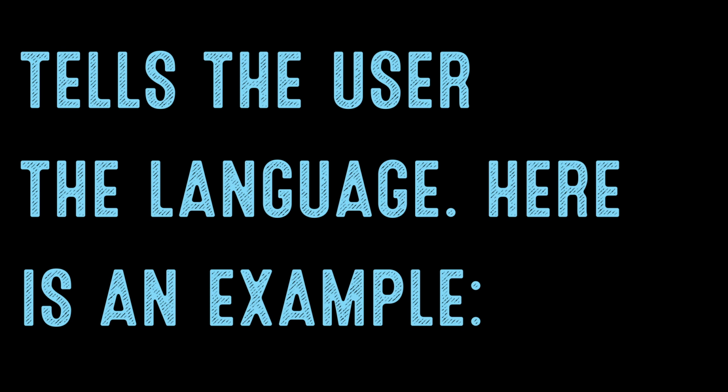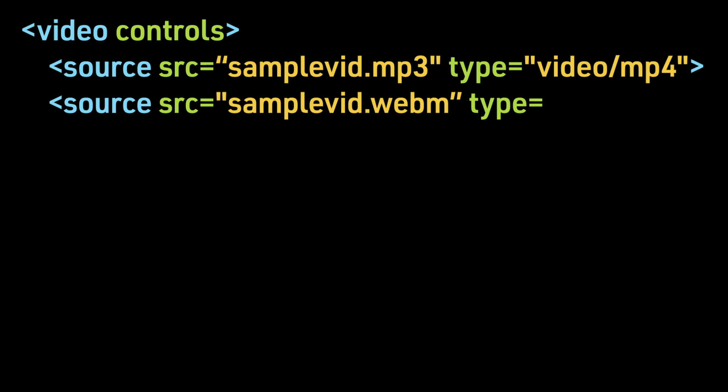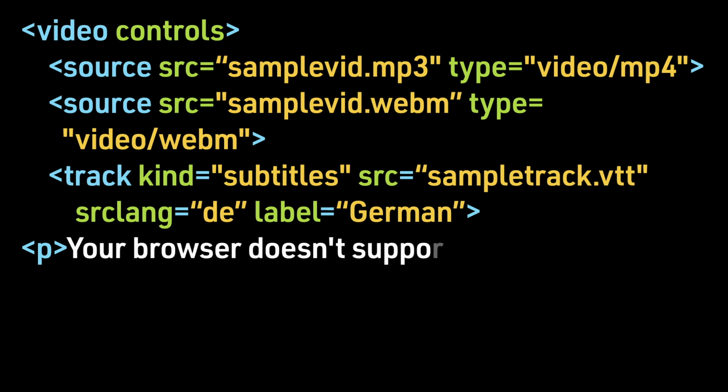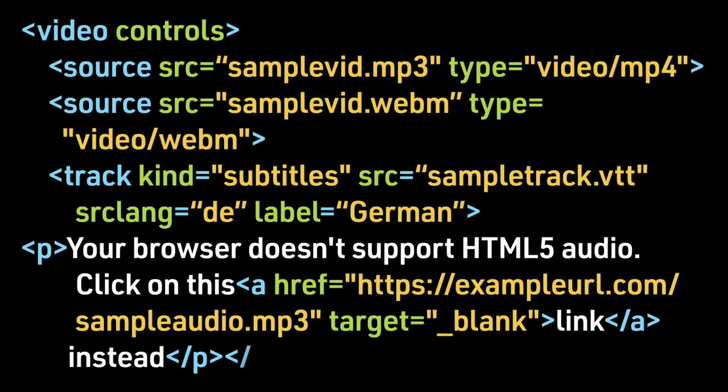Here is an example. So as you can see, the track element is added after the last source element, which is a WebM format. The kind attribute is specified as subtitles. The src attribute tells the browser where to find the file, which is a WebVTT file. And the language of the file is German, and the label is German.